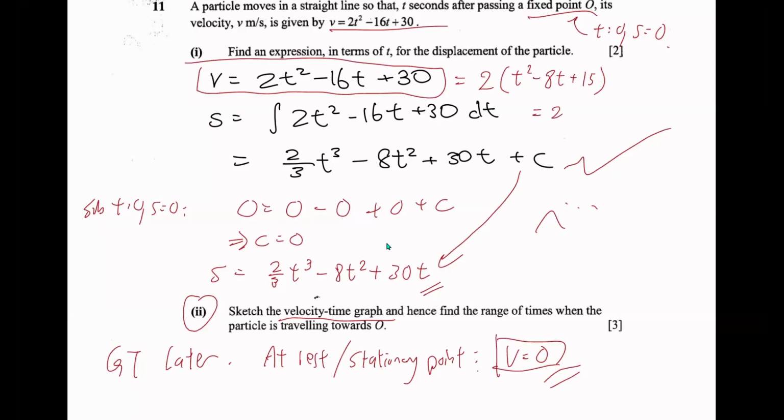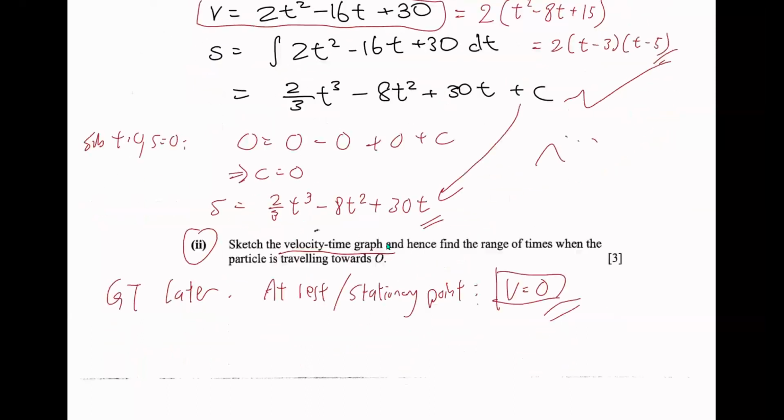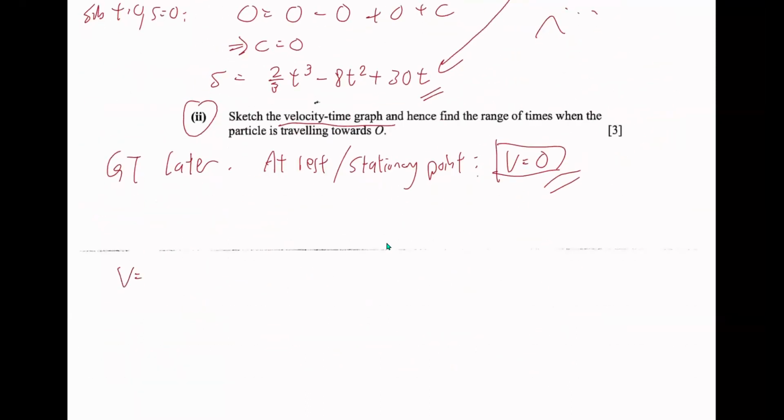I can do this manually, but the calculator is faster. So anyway, we get 2 times t minus 3, t minus 5. So v equals 2 times t minus 3, t minus 5.